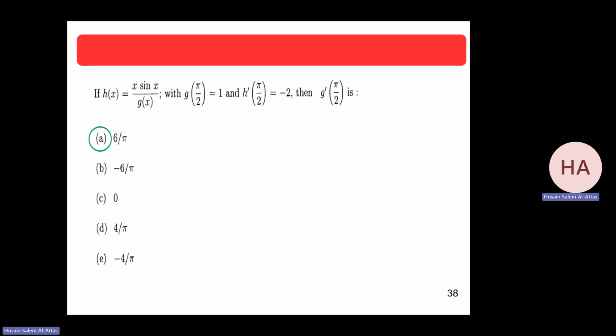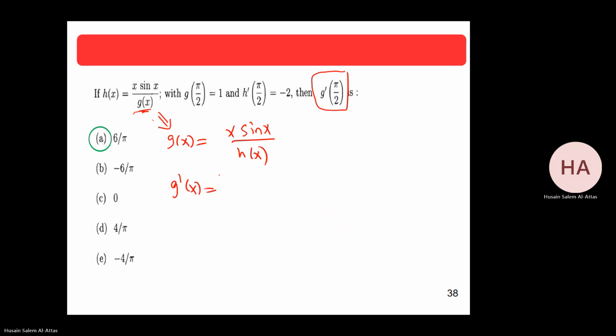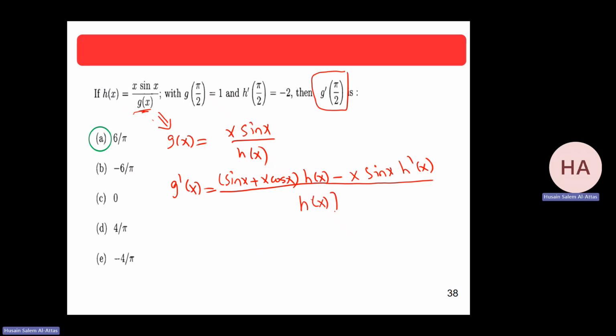X sine x over g of x. I need both, so I need h prime. He wants g prime at pi over 2. You can do one thing. Actually, I can do it in 2 ways. You can do the substitution and look for g prime. Or, from here, I have that g of x is x sine x over h of x. Then I will find g prime at x. Let me do it here. G prime at x. Product, I have sine x plus x cosine x times the denominator minus the numerator times the derivative of the denominator over h of x all square.